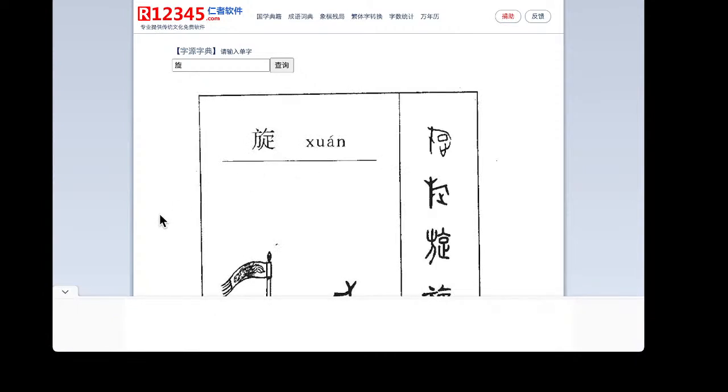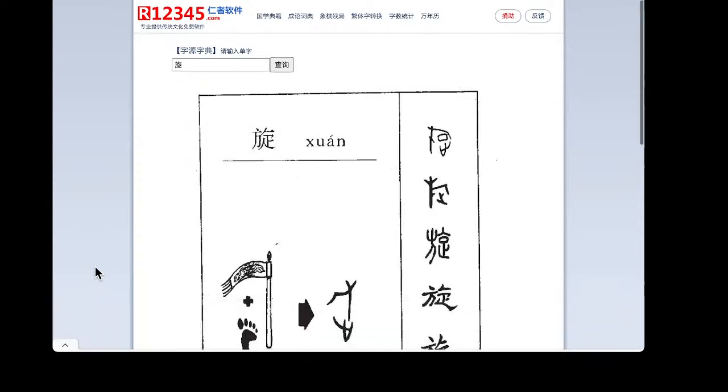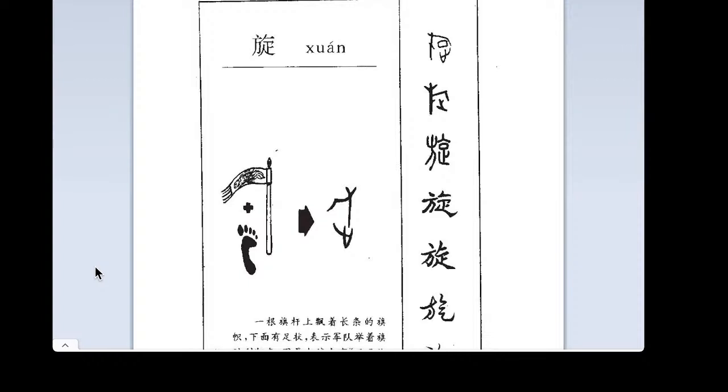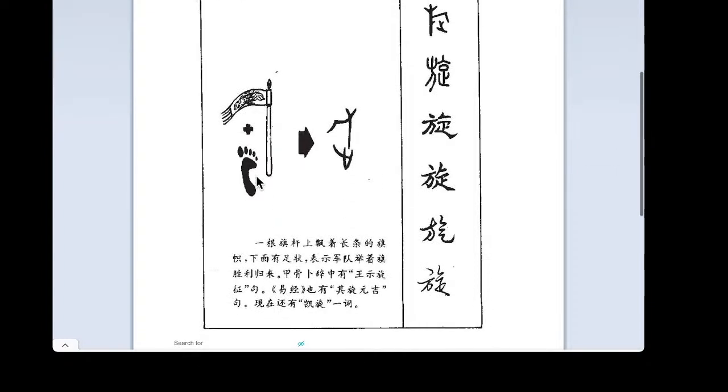旋 originally, the meaning was returning. You've got a foot on the bottom, you've got a flag. It's like when they come back from war with the flag flapping in the breeze, and I don't know, run victory laps or something.